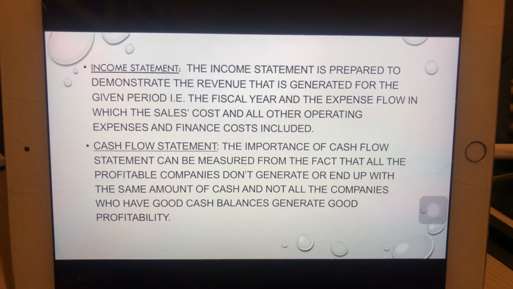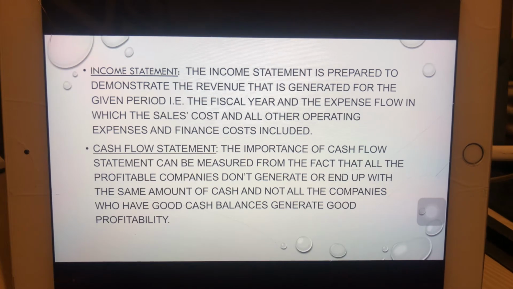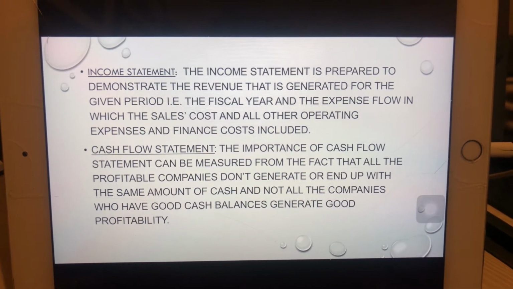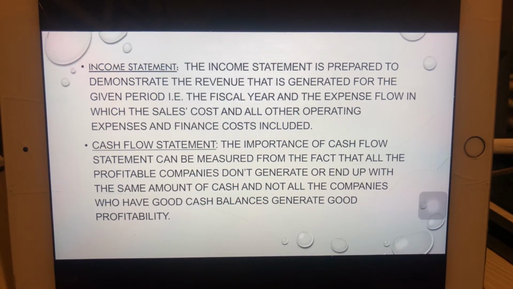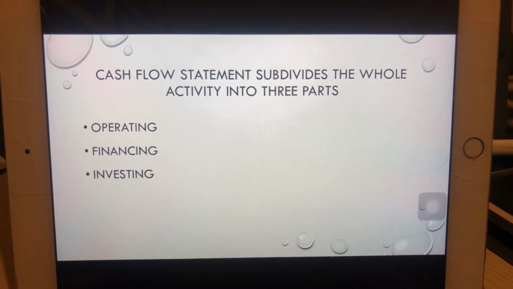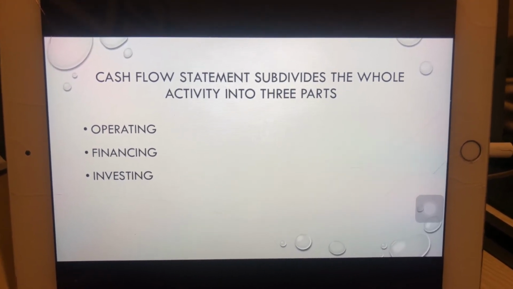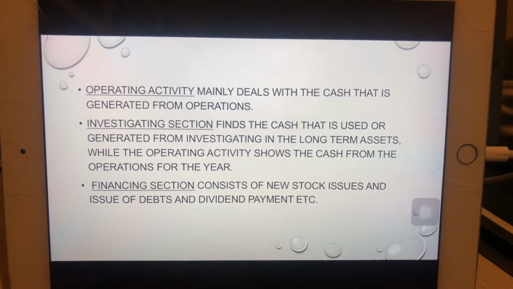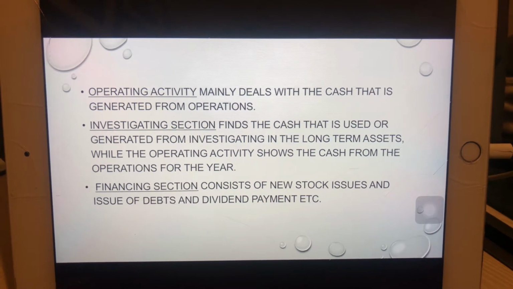The importance of the cash flow statement can be measured from the fact that all the profitable companies do not generate or end up with the same amount of cash, and not all the companies who have good cash balances generate good profitability. Next, the cash flow statement subdivides the whole activity into three parts, which are operating, financing, and investing. First of all, we'll discuss the operating activity. It mainly deals with the cash that is generated from operations.